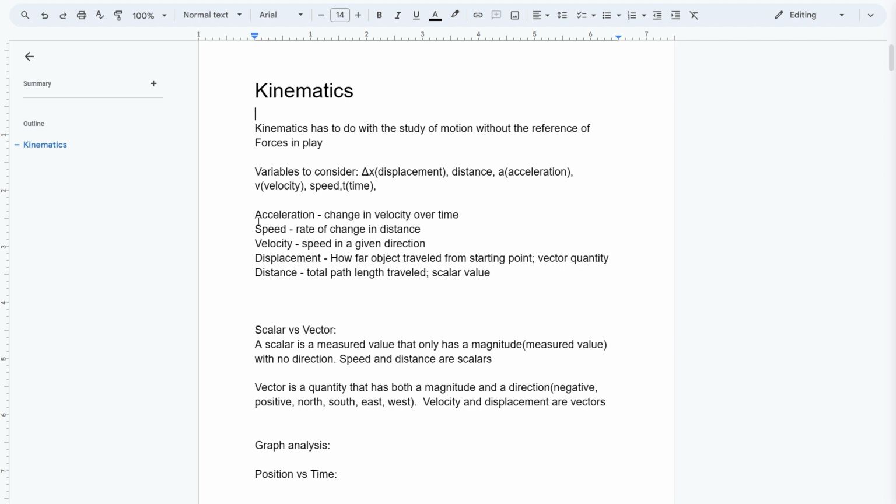And on the other hand, we have vectors. Vectors have both a magnitude and a direction. And direction can be represented with north, south, east, west, positive or negative, all those things. And then velocity and displacement are the two key vectors, as well as acceleration.